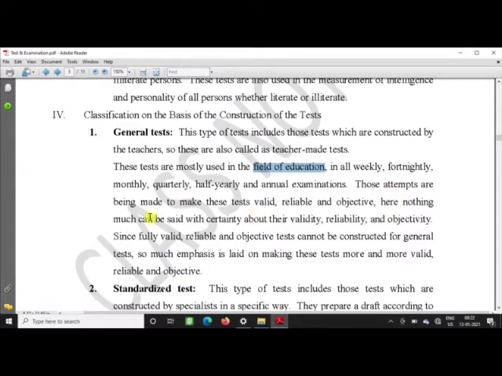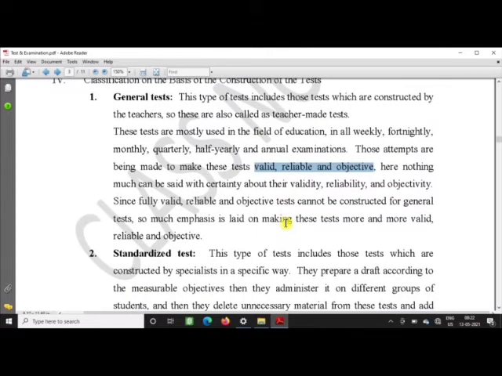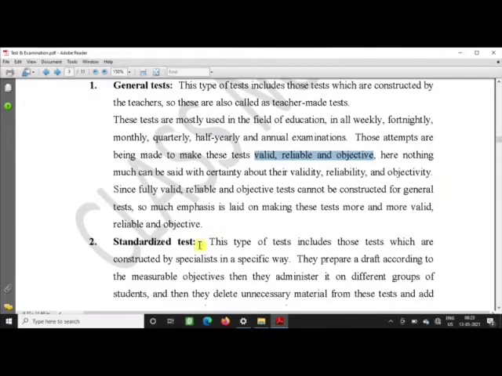But attempts are being made to make these tests valid, reliable, and objective. Here, nothing much can be said, because these tests are very simple, very general, and these are made by the teacher. So we cannot talk about the validity, reliability, or objectivity of the test, since these are very simple tests, which are just constructed by a teacher for his or her own use, and can be utilized on students.